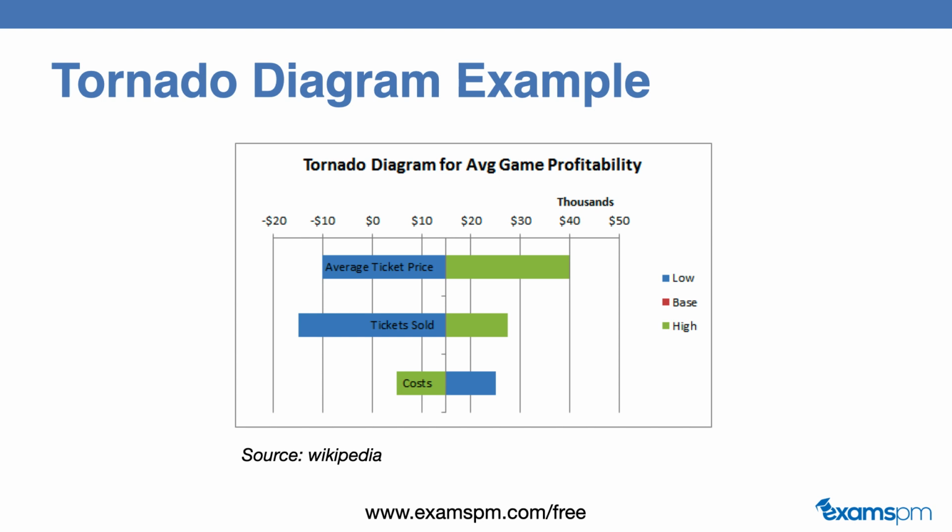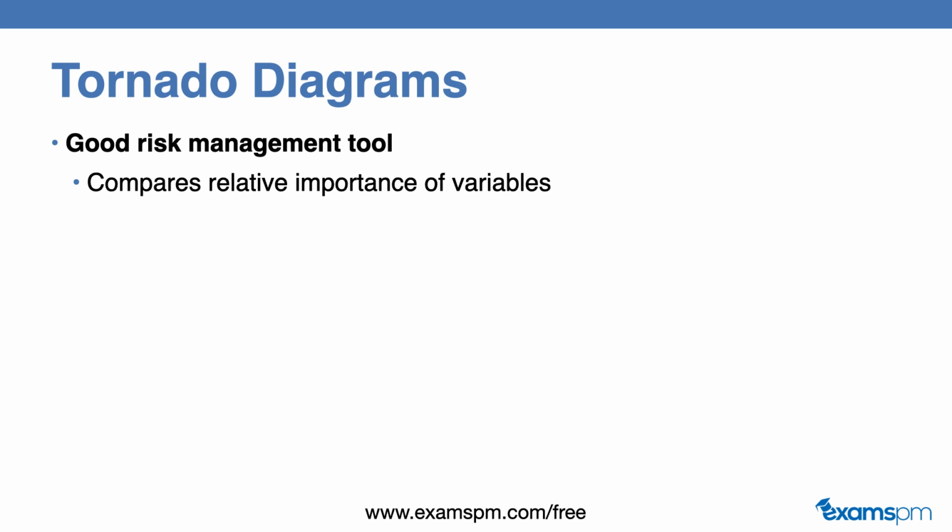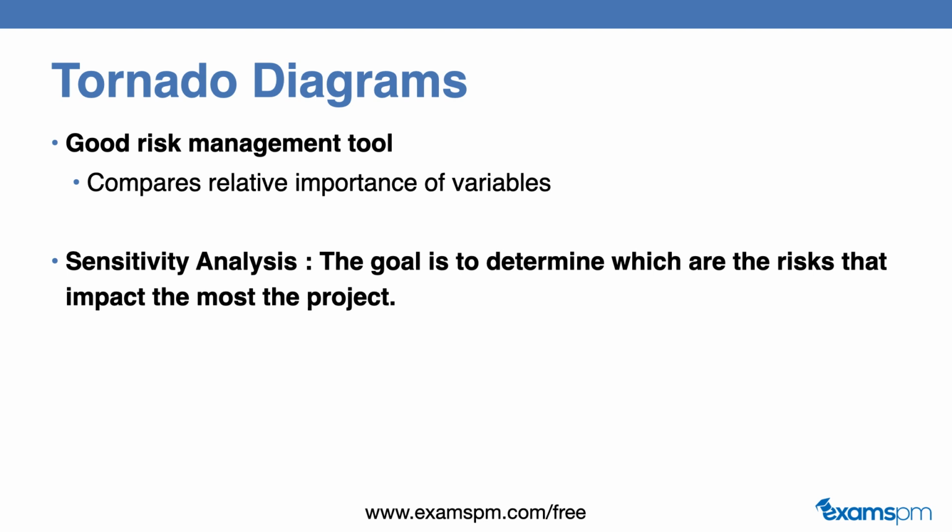This will allow the project manager to realize how much the value of the project is impacted by uncertainties of the project and decide how to invest in additional efforts. So the tornado diagram is also a great risk management tool because it allows you to compare the relative importance of different variables and which variables will have the biggest effect on your project outcomes. This will allow you to focus your efforts on those variables that will have the greatest effect on your project as the project manager.